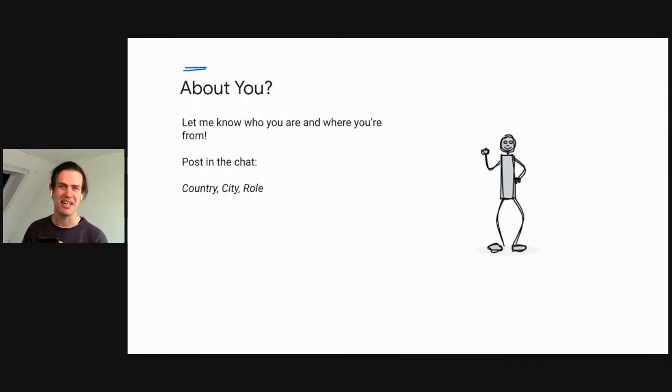But first, let me know who you are and where you're from, so I have an idea who I have in front of me. So head over to that comment box. I think it's on that side. Yeah, on that side. Head over to that comment box and let me know where you're from, what you do, and maybe something personal. The name of your cat. I don't know. I have 2 cats and two kids. I live in the middle of the Netherlands, by the way, Amersfoort.